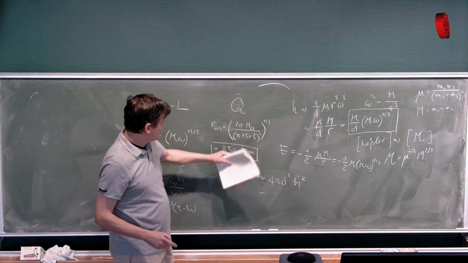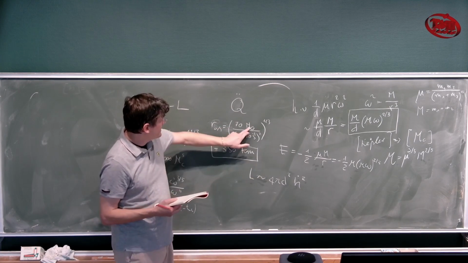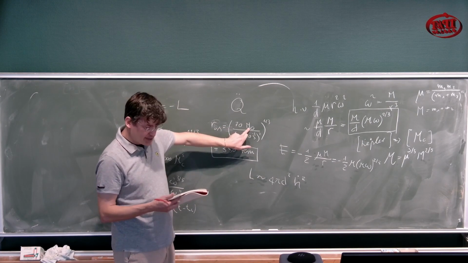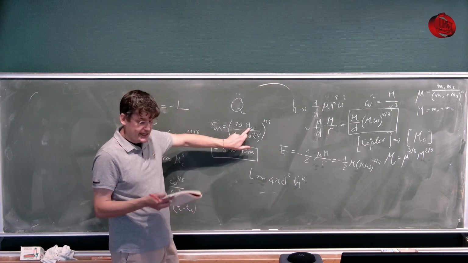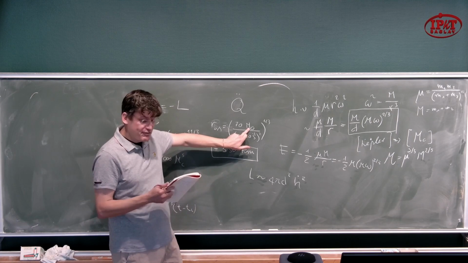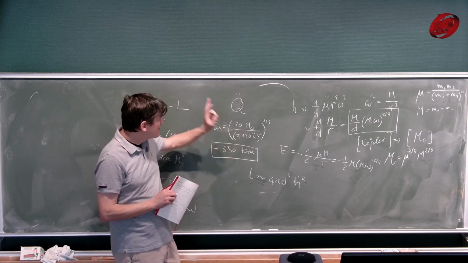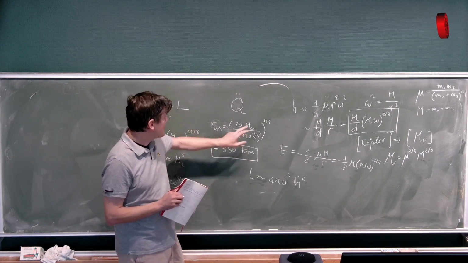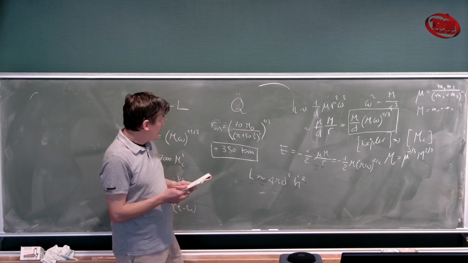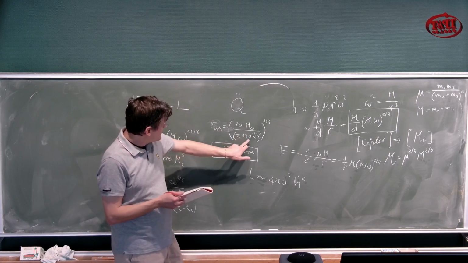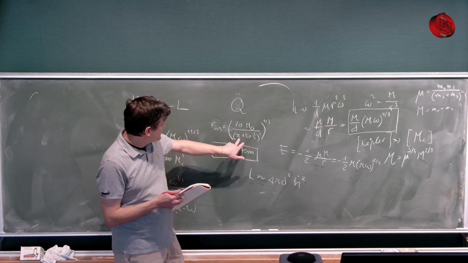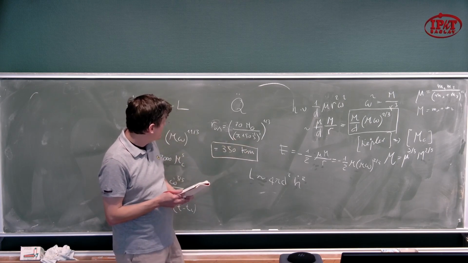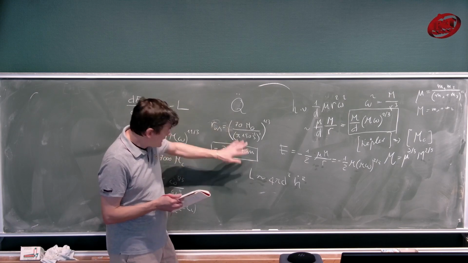If you work through the units, a solar mass in geometric units you can write either as 1.5 kilometers or as 5 microseconds. Two pi times the maximum frequency gets us the maximum angular frequency, which together gives a separation of 350 kilometers.